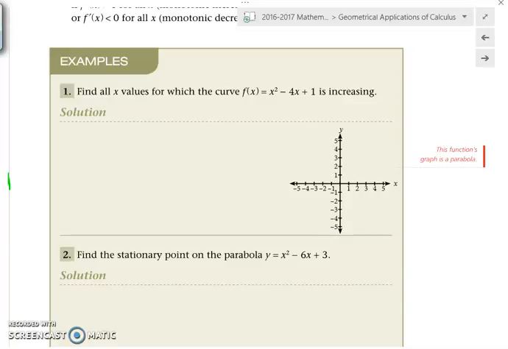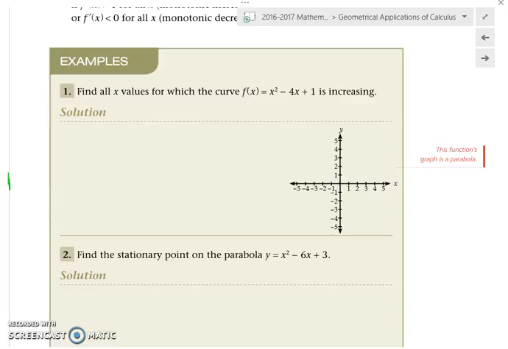All right, we have to find all x values for which the curve f of x equals x squared minus 4x plus 1 is increasing. Anyone want to hazard a guess as to what we need to do first? What do we need to know whether it's increasing or decreasing?